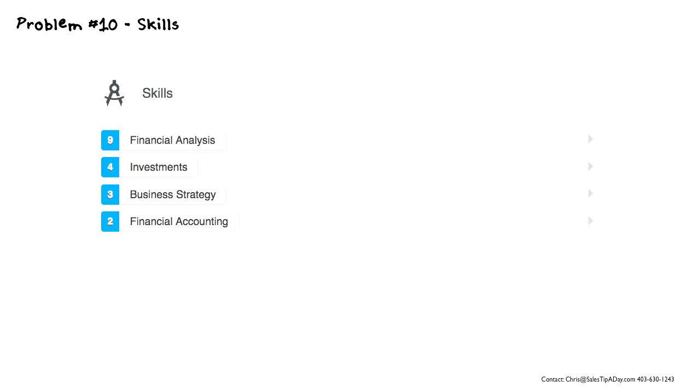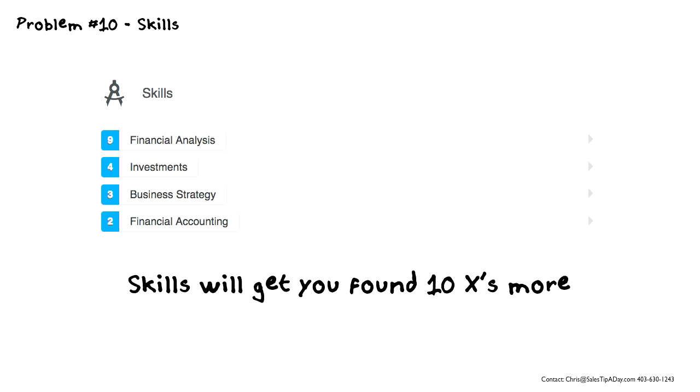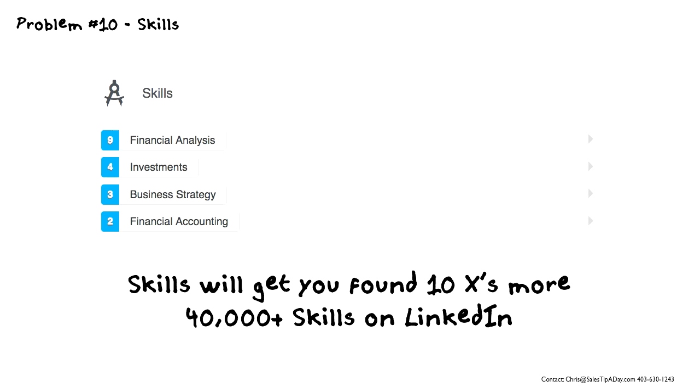This is one of the best ways to get found on LinkedIn, and I'll tell you why in a second here. So my recommendation is think about different skills and add them to the skills section in your profile. And right now, if you list skills, you will get found 10 times greater than most people on LinkedIn that do not have skills. And right now, there's about 40,000 plus skills on LinkedIn.